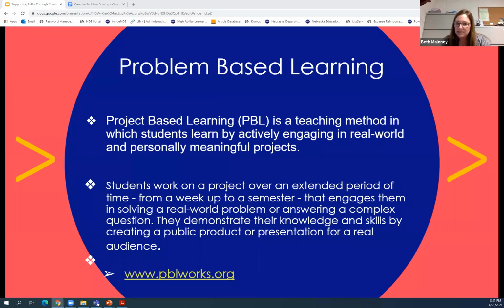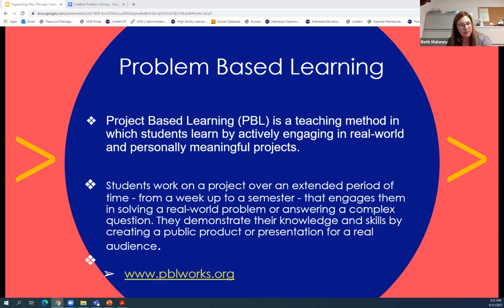Let's see. Oh, problem-based learning. Yeah, we are using problem-based learning as the foundation for a class that we have for our middle schools called Honor Special Projects. All of our teachers that teach that class are in the process of being trained by an institution called the Buck Institute. And I've linked pblworks.org at the bottom. That's where you can learn about all the different trainings.